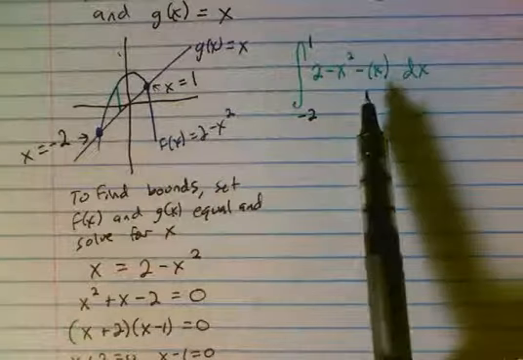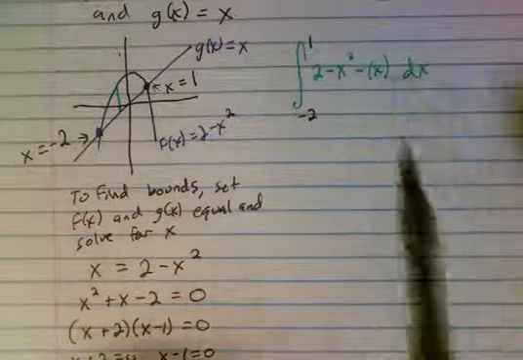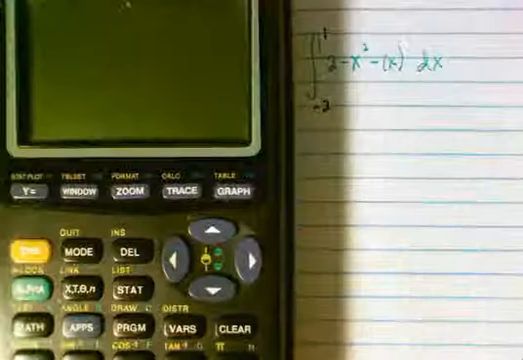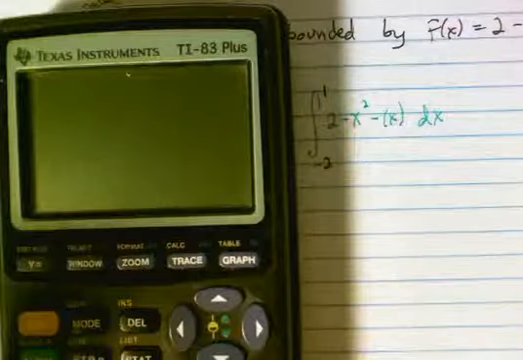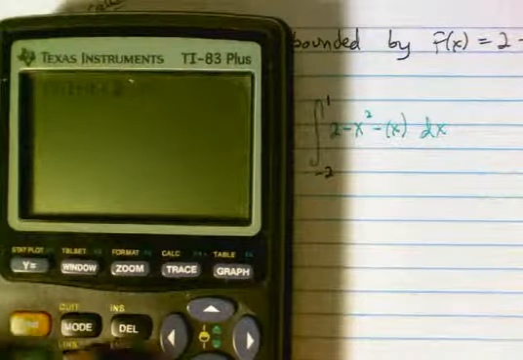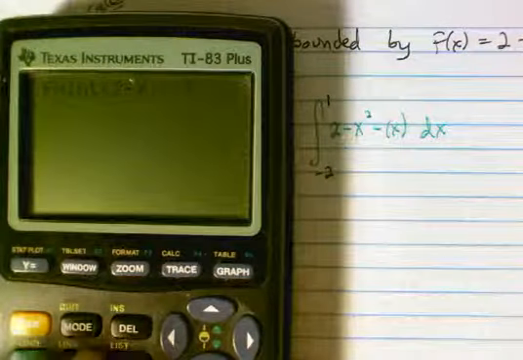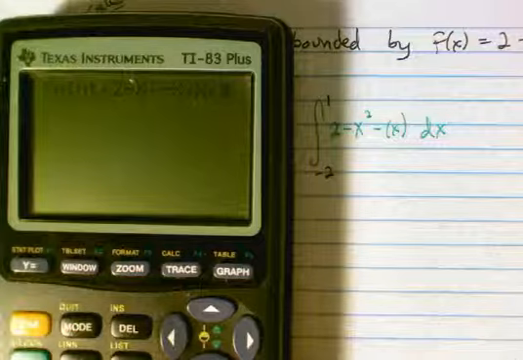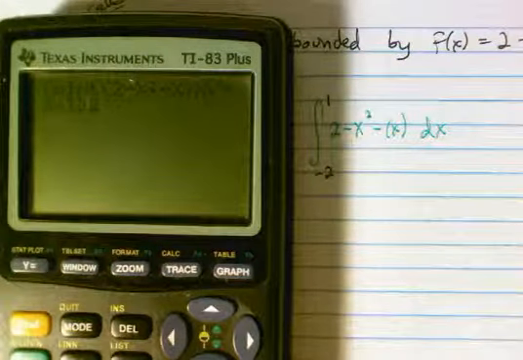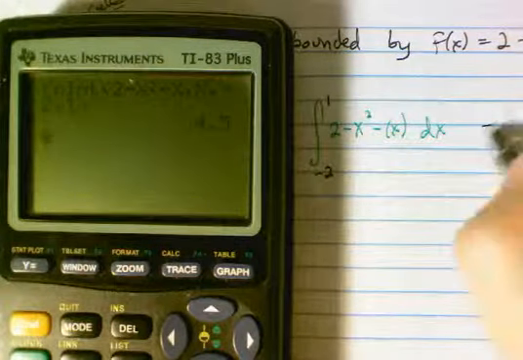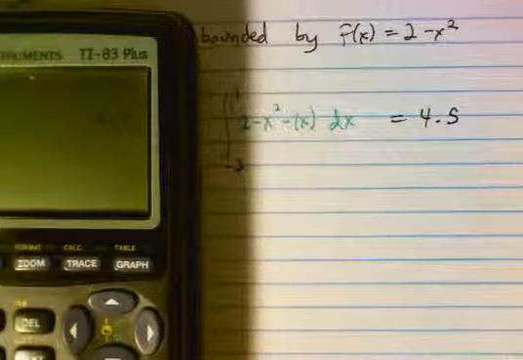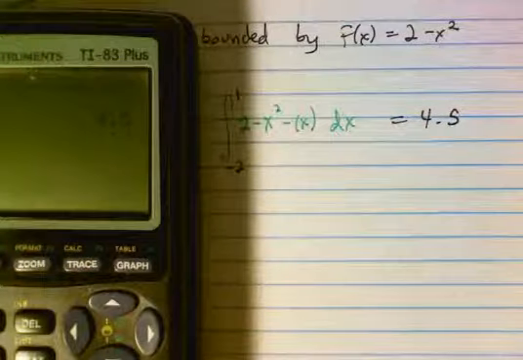This is almost identical to the one that we just did, so rather than taking the time to do this one all out by hand, I'm just going to check and see what the answer is. So math 9, 2 minus x squared minus x, comma, -2, comma, 1. That's going to be 4.5. I leave it as an exercise to you to work that one out.